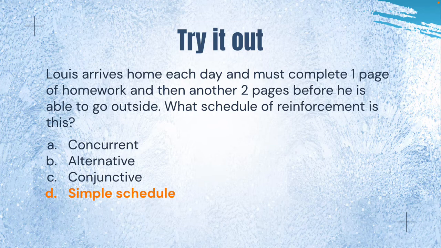This is just a fixed ratio 3. You complete 1 page and then you complete another 2. That's just completing 3 pages. So that makes it a simple schedule. It's not concurrent. We only have 1 behavior here. That's completing homework, so it can't be concurrent. Once again, you do see our keyword of and, which would make it conjunctive, but conjunctive requires that it be an interval and a ratio.